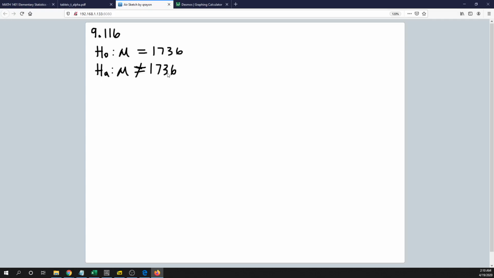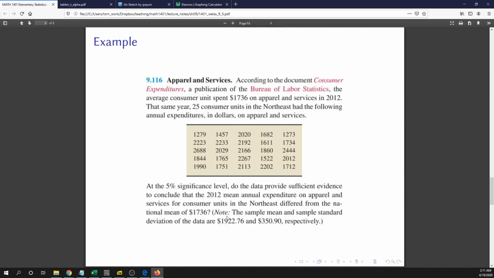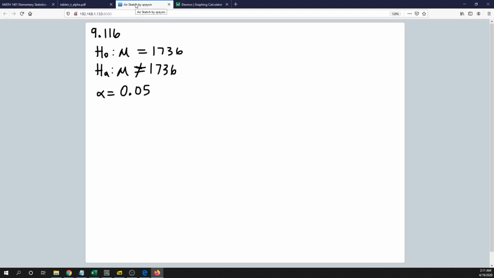Next up is to decide on the level of significance alpha. That's going to be stated in the problem. For the problems that we do, it says at the 5% significance level. So they just flat out come out and tell you that.